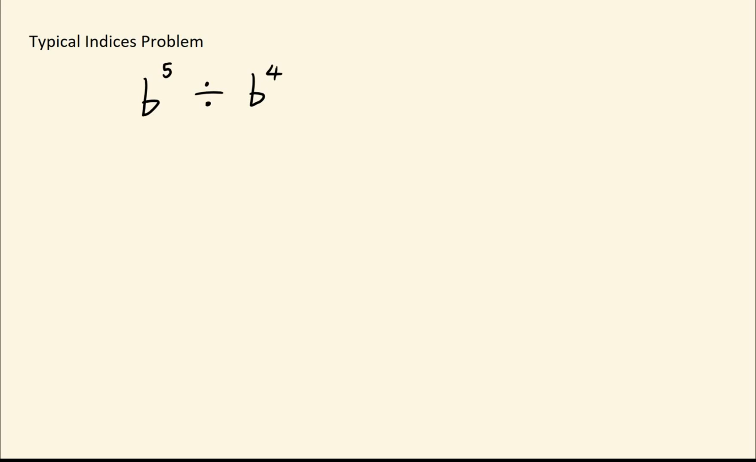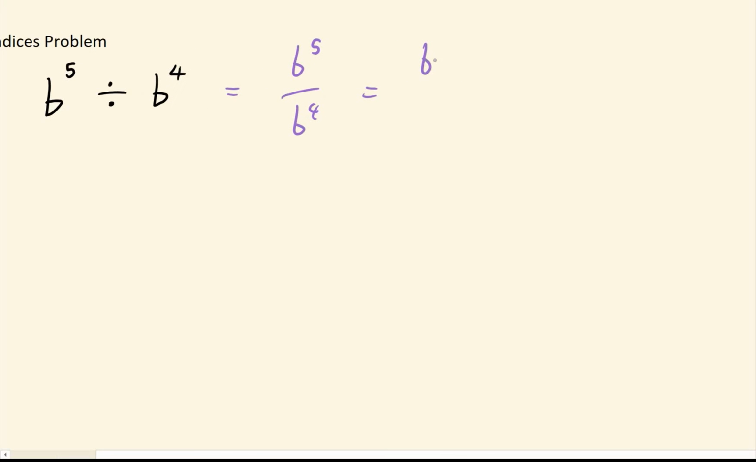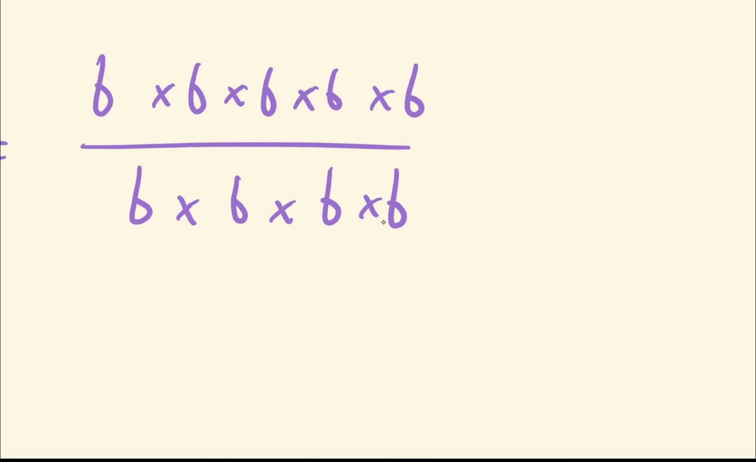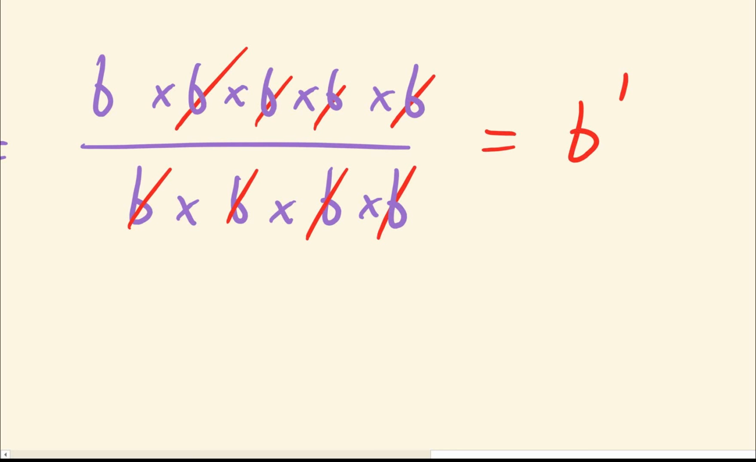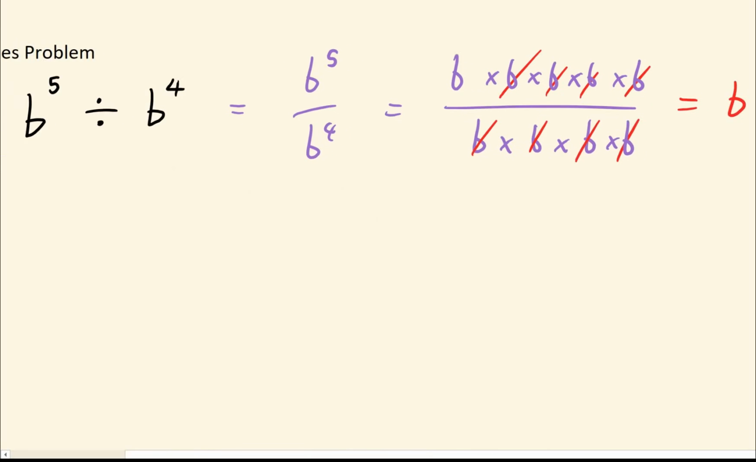Let's go for another and see if we can spot a pattern. So here you've got b to the 5 divided by b to the 4. So again, we can write that as a fraction. B to the 5 means b times b times b times b and one more. And then I have 4 b's down here. Then we do the same trick. If we have a pair of b's on the top and the bottom, they can cancel each other out. So these go, these go, these go, and these go. What I've got left, I just have this one b, which we can write as b to the power of 1. Sometimes we don't even write that, we just write it as b. And that's the basic idea.